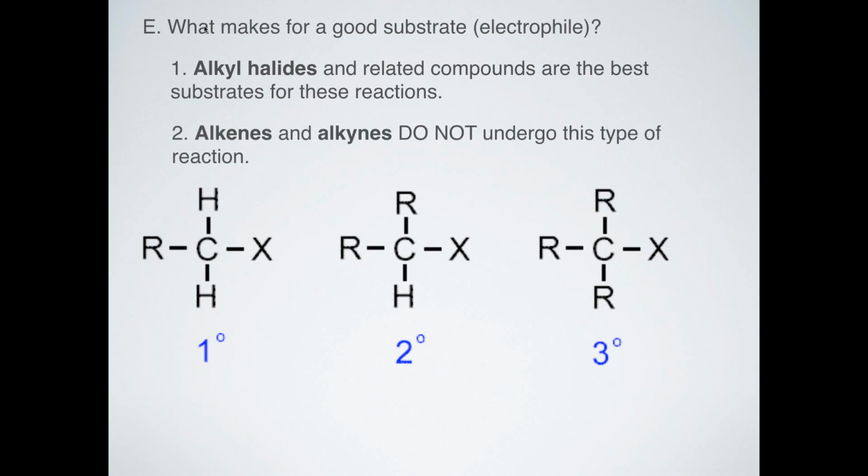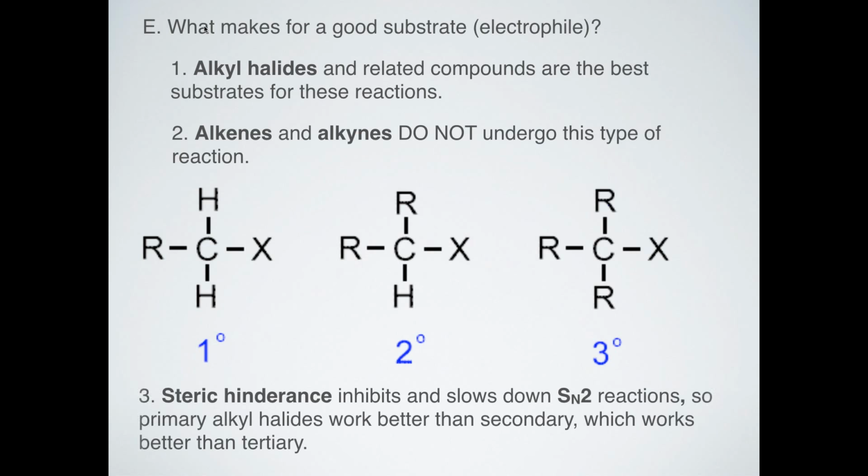So alkenes and alkynes, so double and triple bonds, do not undergo SN2 reactions. They go through a whole different process. And so if you see a double or a triple bond, realize that you're not going to have an SN2 reaction. The thing that I was trying to point out with the primary, secondary, and tertiary is a concept called steric hindrance. So steric hindrance inhibits and slows down SN2 reactions. So a primary halide is your best bet.